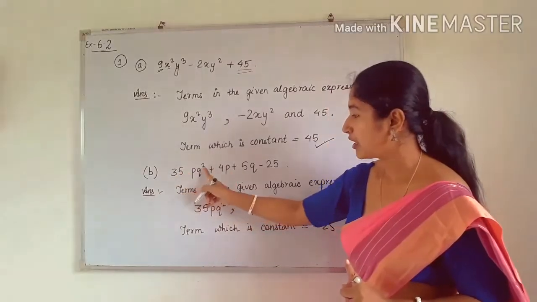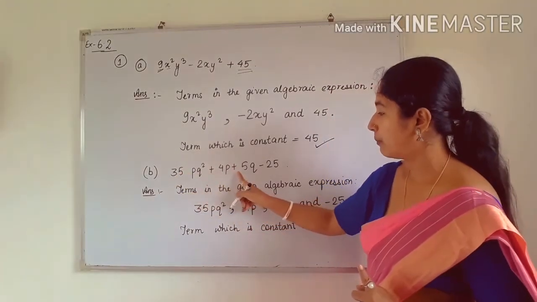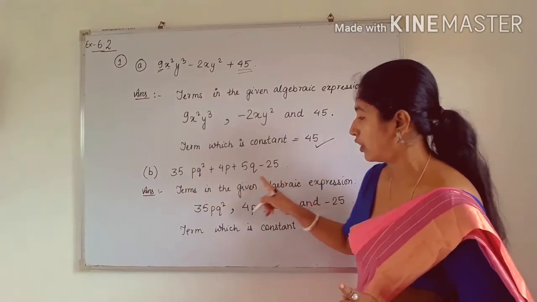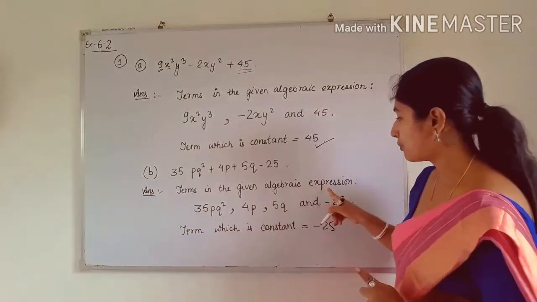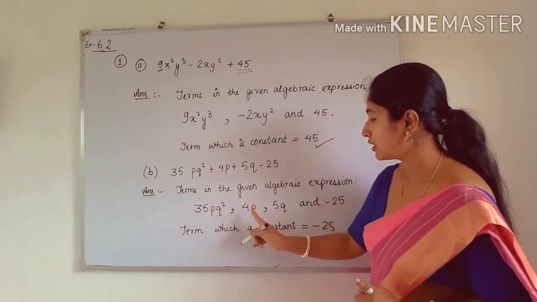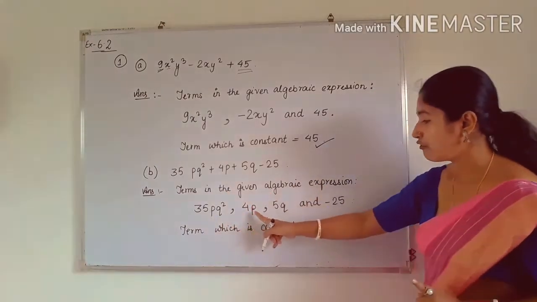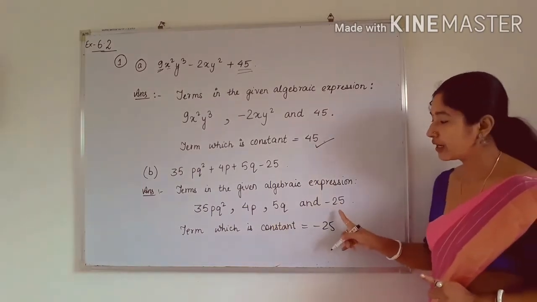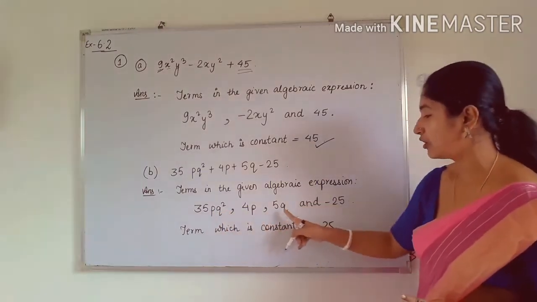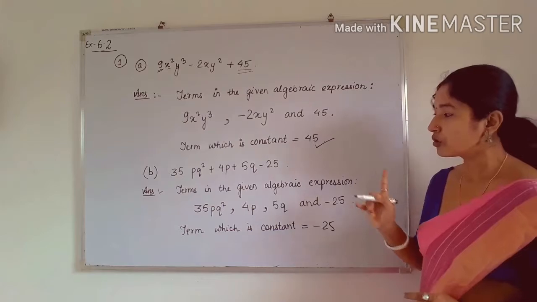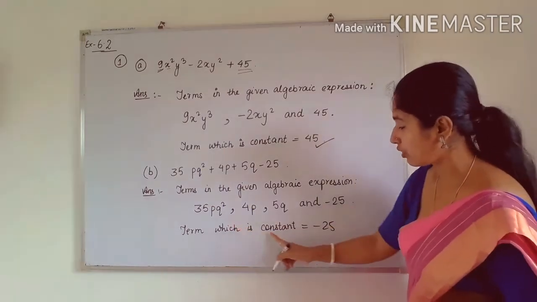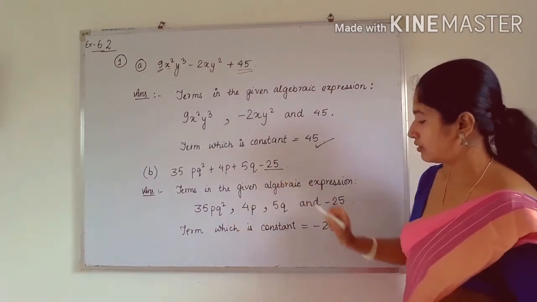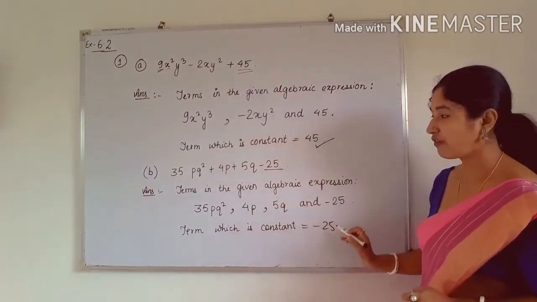3pq square plus 4p plus 5q minus 25. So terms in the given algebraic expression. So what are the terms? See, 3pq square, comma 4p, comma 5q and minus 25. These are the terms. So total number of terms is 1, 2, 3, 4. So terms which is constant. Term which is constant, only one term is there. What is that? Minus 25.